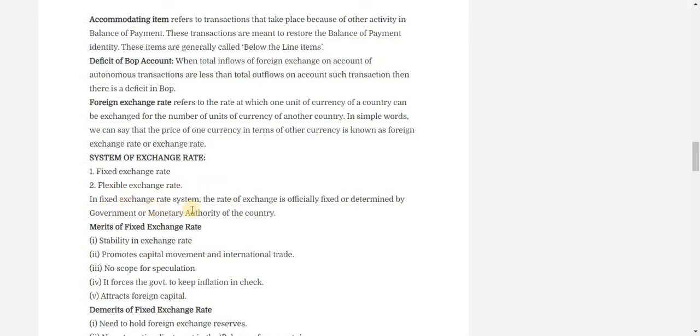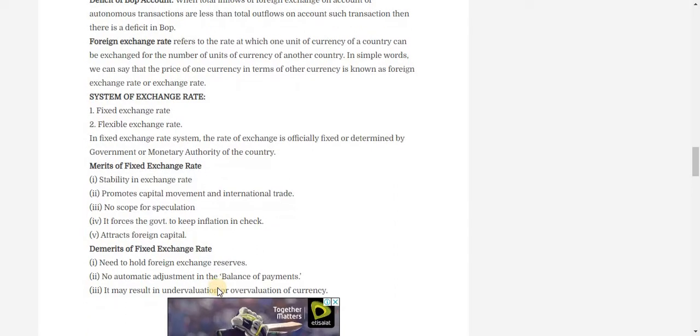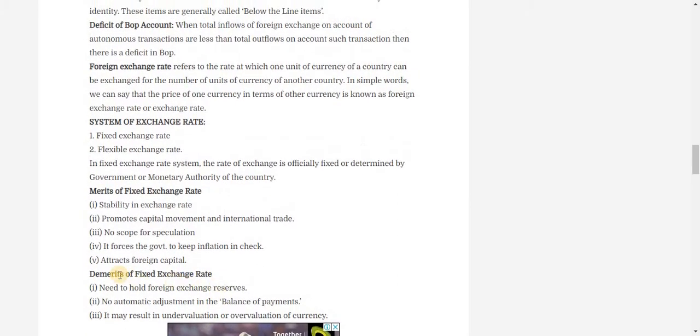In the fixed exchange rate system, the rate of exchange is officially fixed or determined by the government or monetary authority of the country. Merits of a fixed exchange rate: 1. Stability in exchange rate. 2. Promotes capital movement and international trade. 3. No scope for speculation. 4. It forces the government to keep inflation in check. 5. Attracts foreign capital.